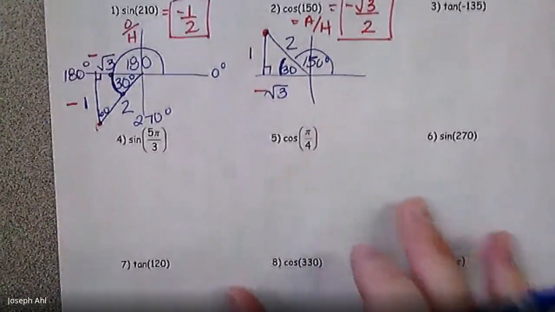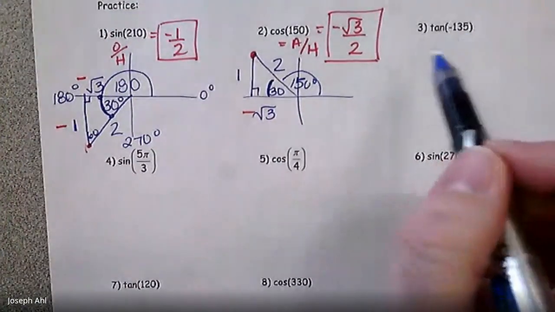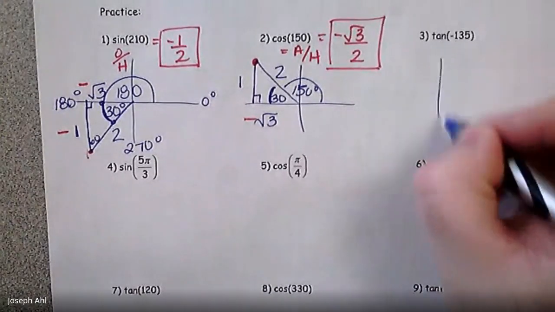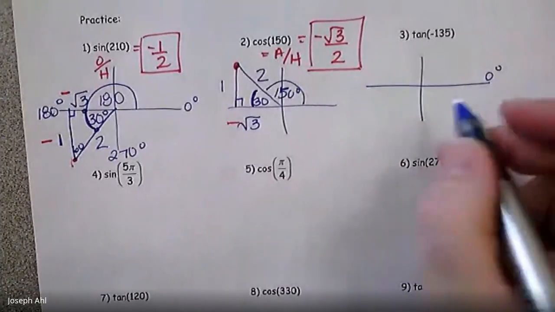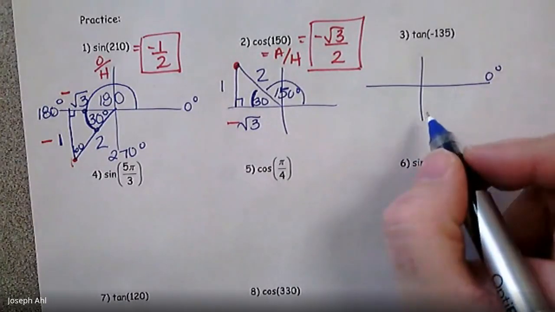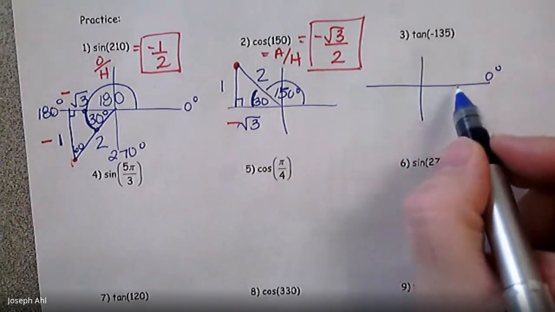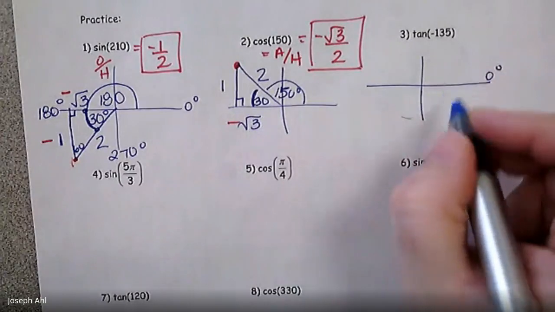Probably won't do the rest of these, but let's just do a few more to get the hang of what's going on here. Let's talk about if the angle is negative. So tan of -135. If you have a negative angle of rotation, that means that you're rotating in a clockwise direction. It doesn't mean the angle is physically negative. It just means that instead of going counterclockwise like I usually do, you're going clockwise, I should say.